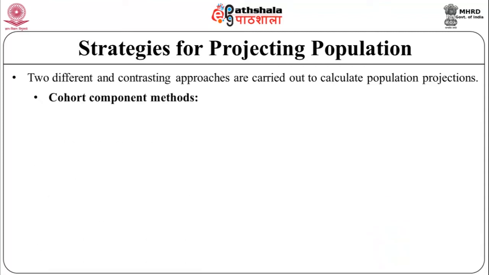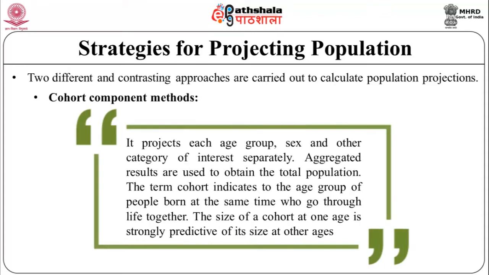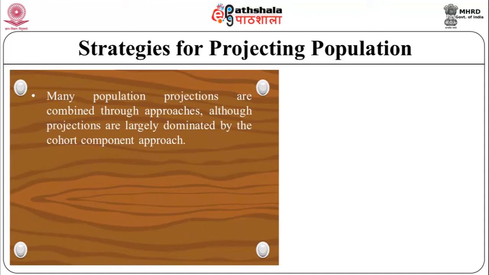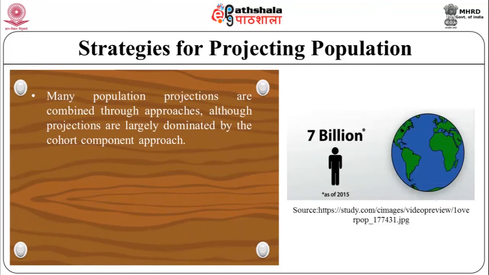Secondly, we have the cohort component method. It projects each age group, sex, and other category of interest separately. Aggregated results are used to obtain the total population. The term cohort refers to the age group of people born at the same time who go through life together. The size of a cohort at age 1 is strongly predictive of its size at other ages. Many population projections are combined approaches, although projections are largely dominated by the cohort component approach.